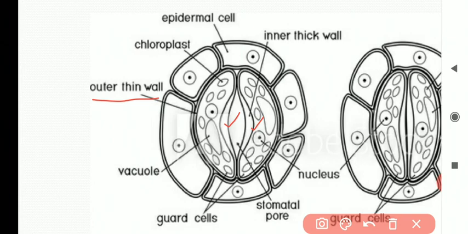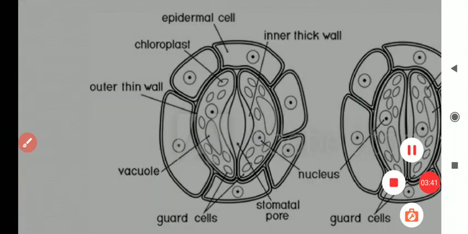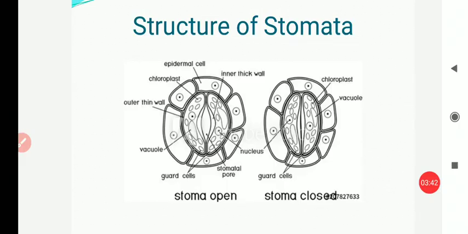So the nature of the inner wall and outer wall is very much essential. As the outer wall is thin and elastic, it plays an important role during opening of stomata. So you must know this character of stomata. Okay, so this is all about the structure of stomata.